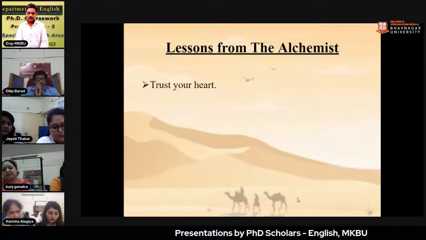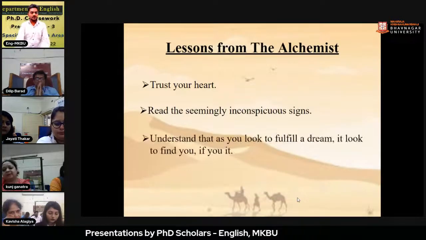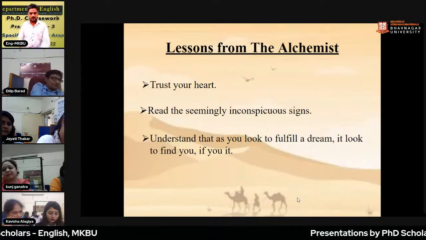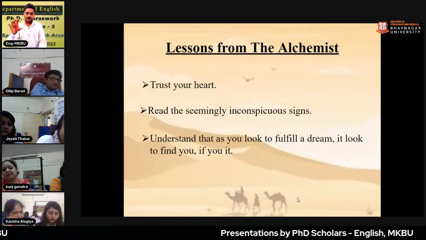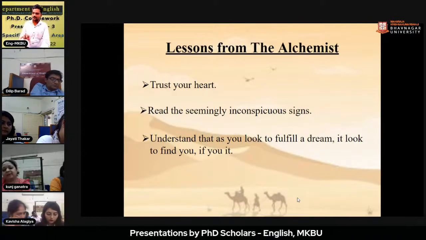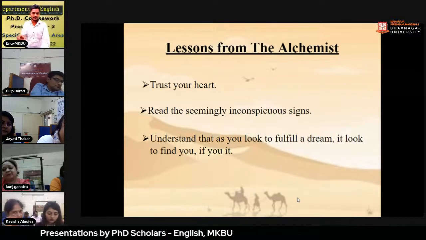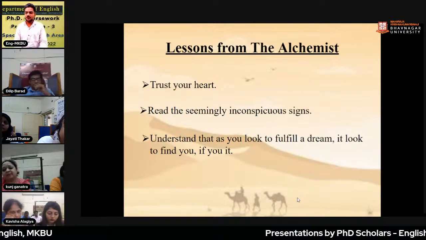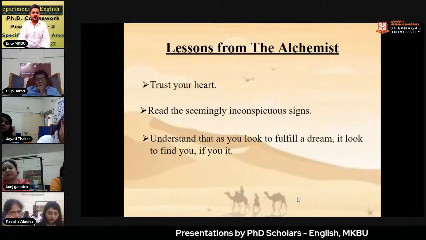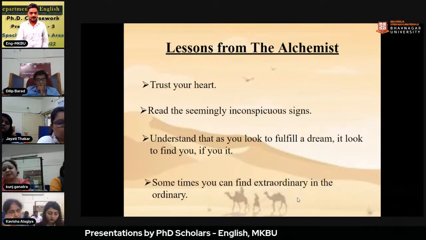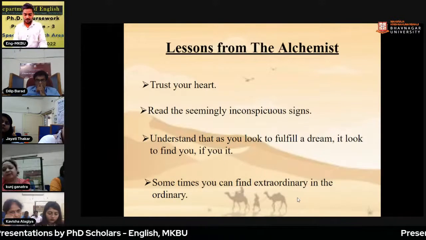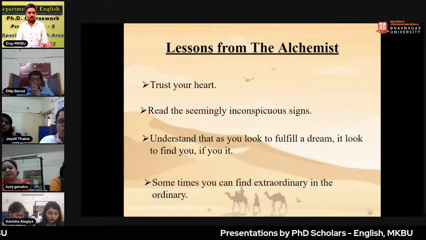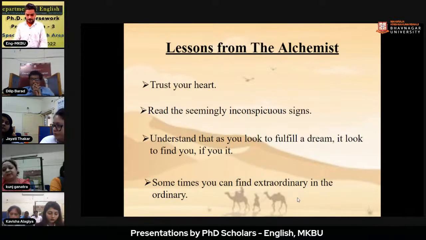At the end, the lesson from the alchemist is to trust yourself rather than others. Read the seemingly inconsequential signs when you are reading the novel. A lot of signs and archetype characters are included by Paulo Coelho. Understand that as you look to fulfill a dream, it looks to find you. And at the end, sometimes you can find the extraordinary in the ordinary. We can find the extraordinary in regular life also.